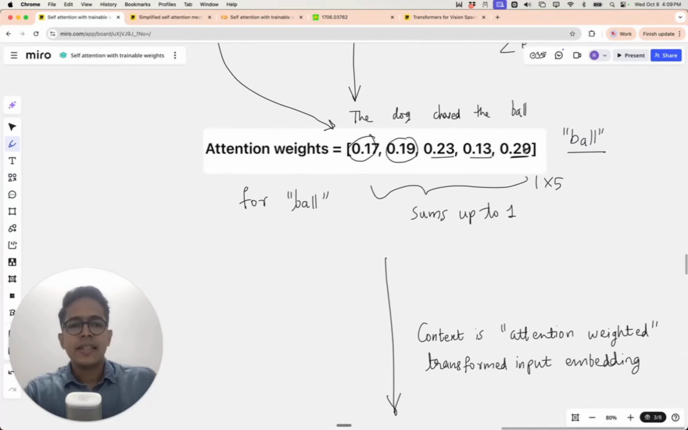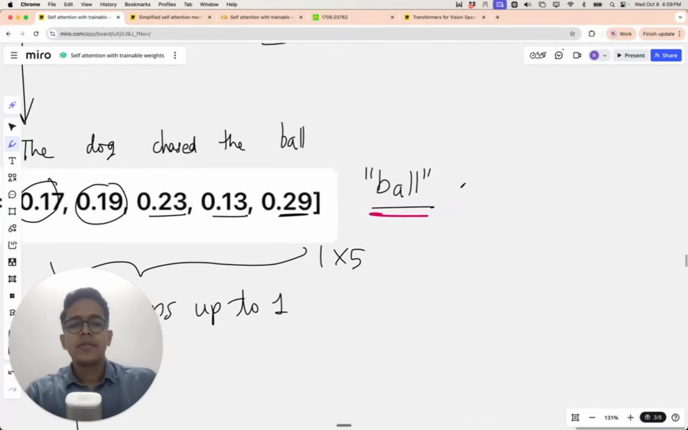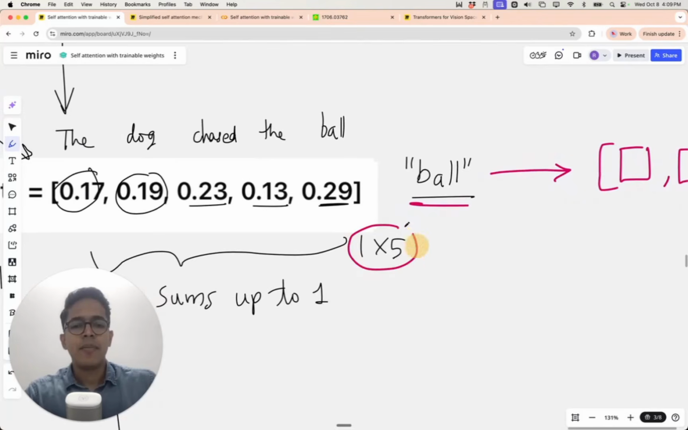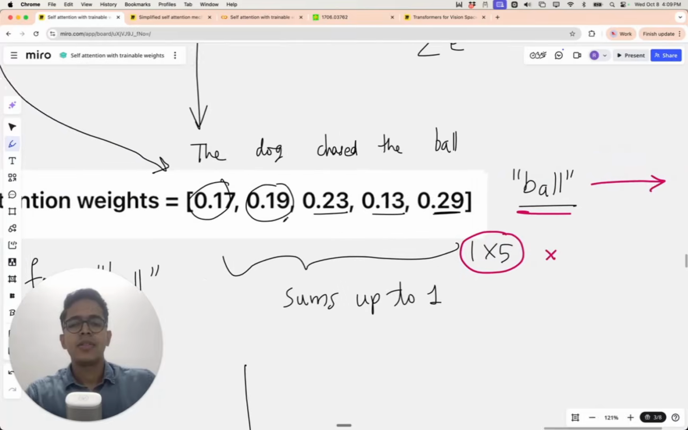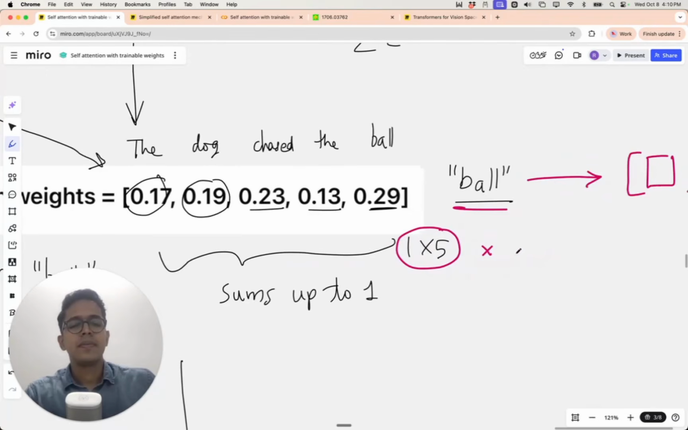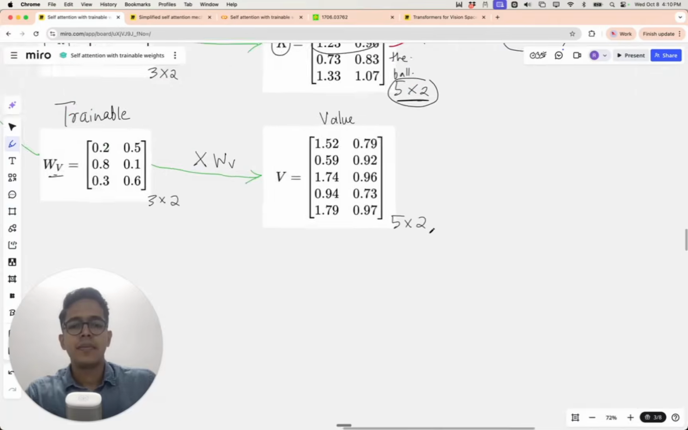Now these attention weights are the attention weights for ball. But now what we want to calculate is the context vector corresponding to ball. The context vector will be a two-dimensional vector. How do we get the two-dimensional vector? This 1 by 5 matrix, these are the attention weights, will be multiplied by the value matrix. The value matrix is 5 by 2. And where is that? The value matrix is over here, this 5 by 2 matrix.